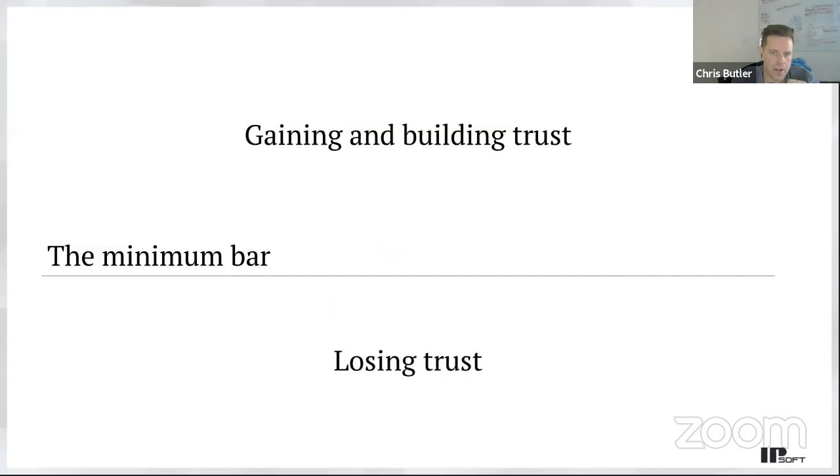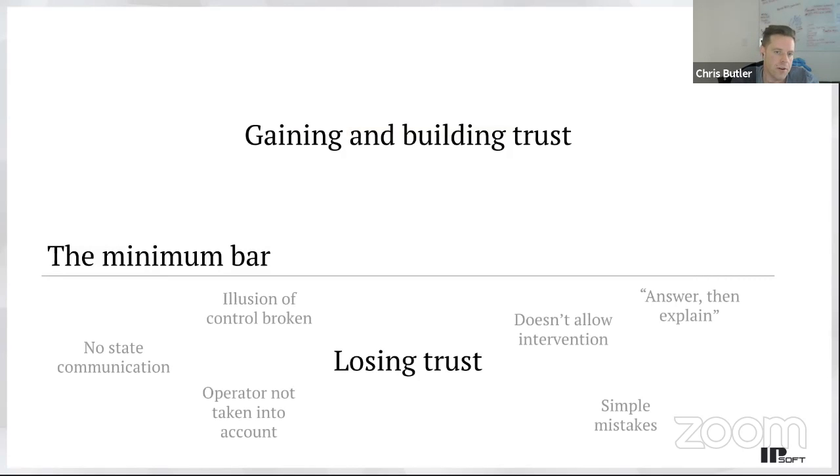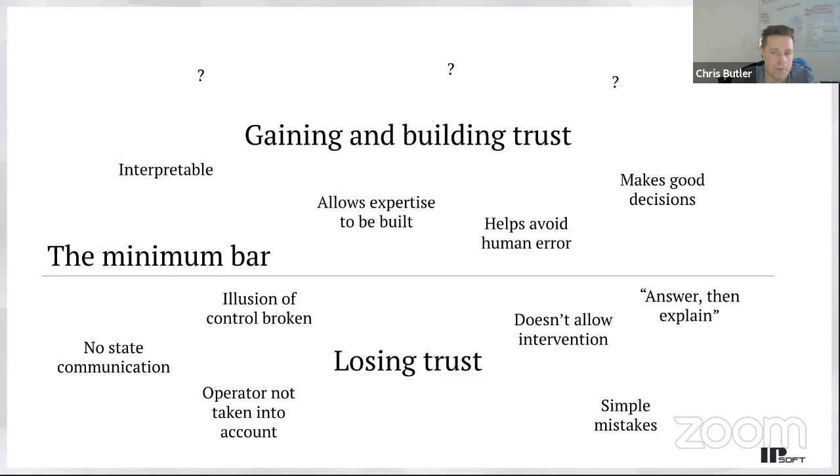So how do we build trust, right? I think about it from the standpoint that there's some minimum bar that you need to explore when it comes to research with the people that you're targeting. And there are things that are above the bar and below the bar. Things below the bar are things like no state communication, not allowing intervention, things like that. And above the bar, things like interpretability, helping avoid error, making good decisions, right? But it's going to be highly dependent on the use because trust is not something that you can quantify. And people have tried.